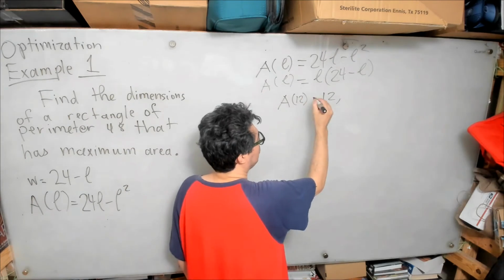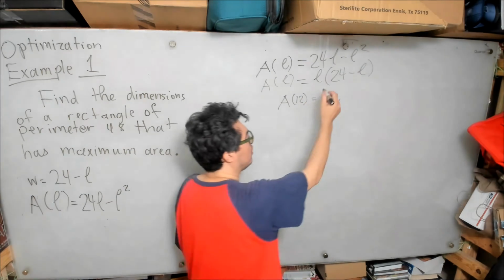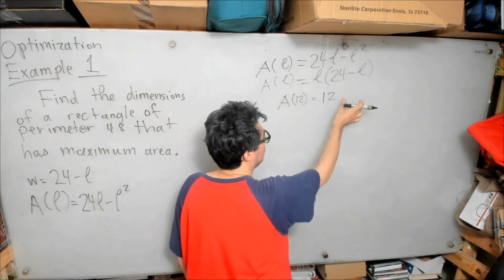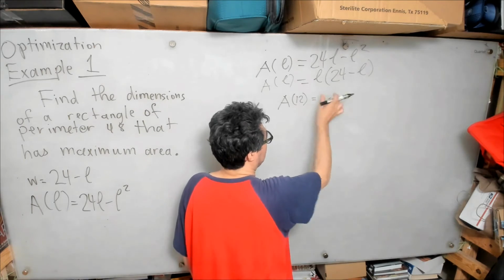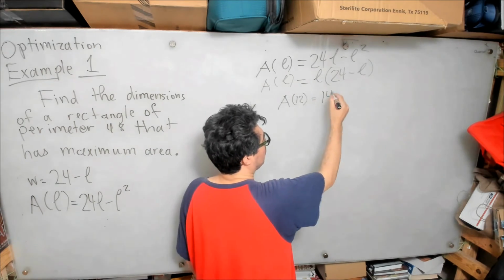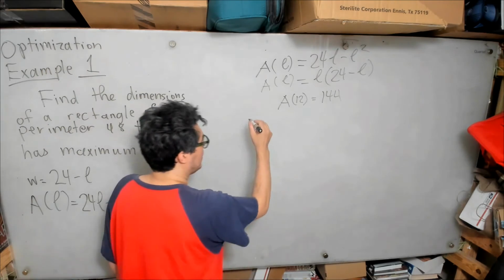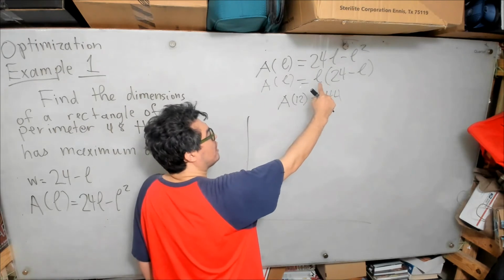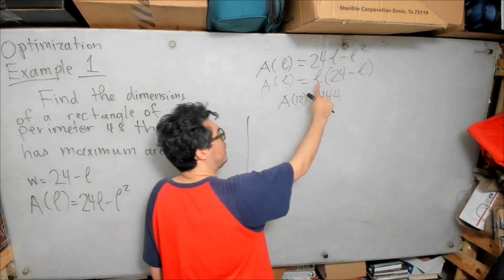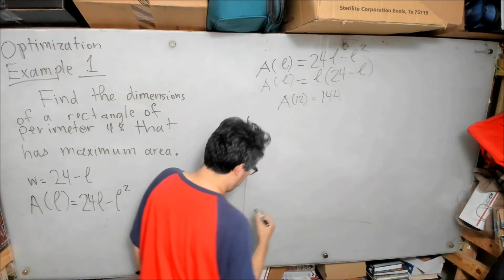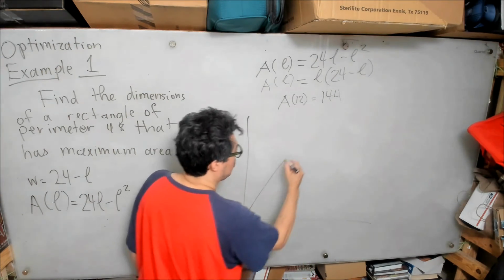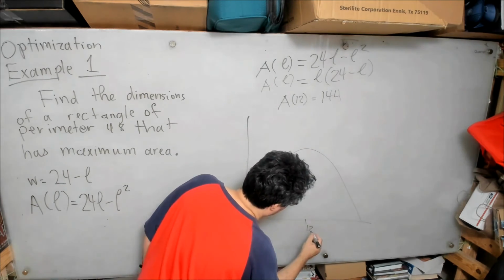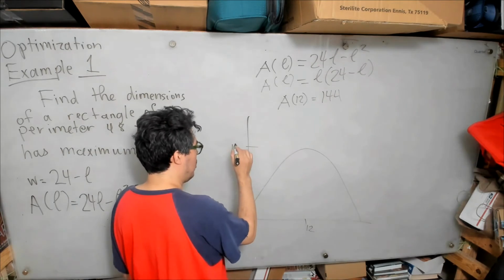So the area of 12, if it becomes a square of side length 12, then the value there will be 144, because 12 times 12 is 144. So what this basically tells us is that if we were to graph this, first of all, from this factored form, we can see that A of L is 0 when L equals 0, or when L equals 24. And it opens down, so it'll look like this. And moreover, here at the middle, when L is equal to 12, we achieve a maximum of 144.